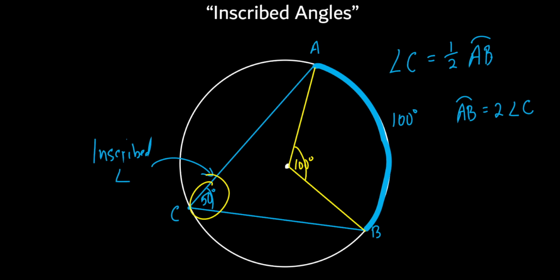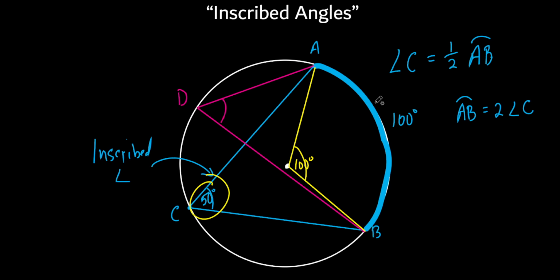What if I have this? What if I had another inscribed angle and it goes to A and it goes to B? We'll call it D. Yeah, so what's that angle going to be? It's also going to be 50, isn't it? Because it cuts off the same exact arc, right?